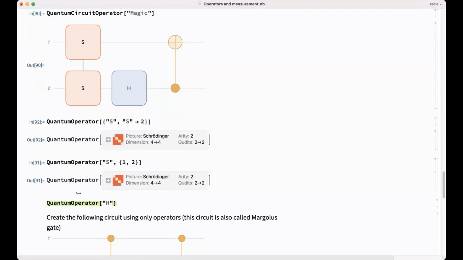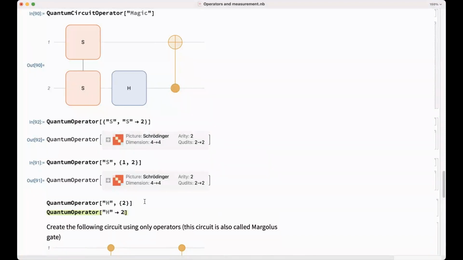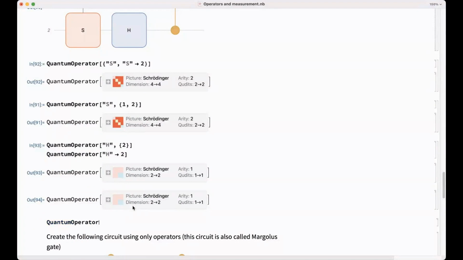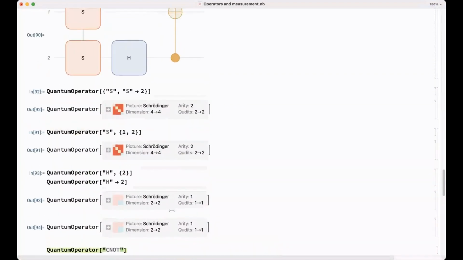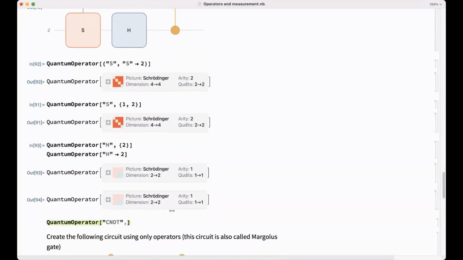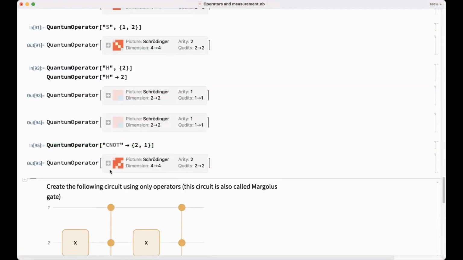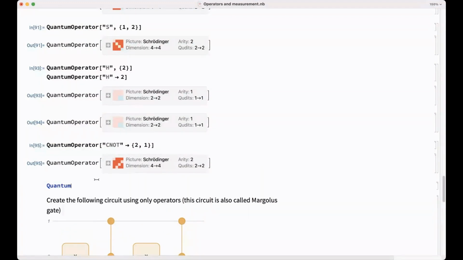So the next operator that we have is Hadamard on the second one. So now we are going to go Hadamard, but this time on the second one. And then we have C naught, but pay attention to the order. The last one is C naught, where 2 is your control here, and 1 is target. Now, if we want to compose all of them together, the first one that you should write down is C.